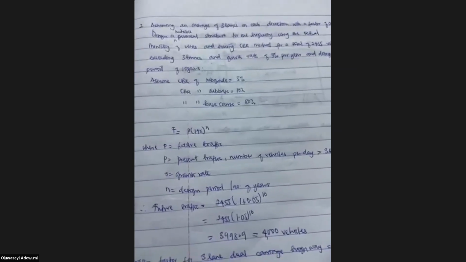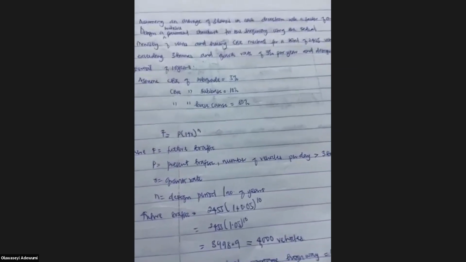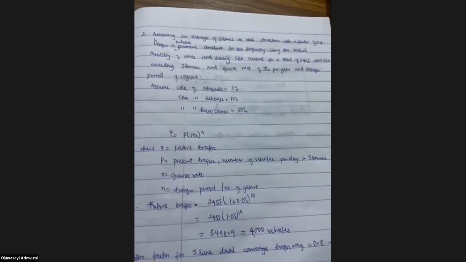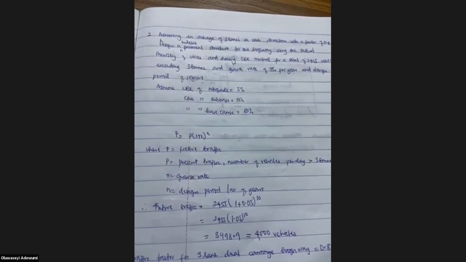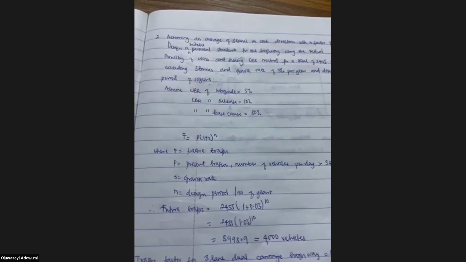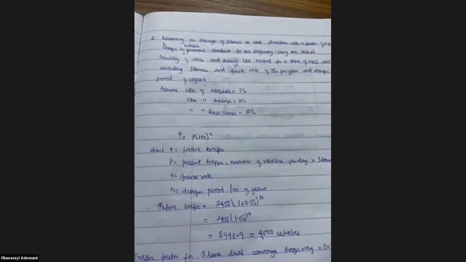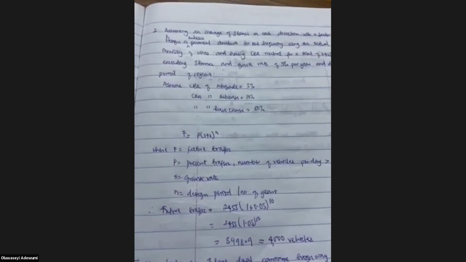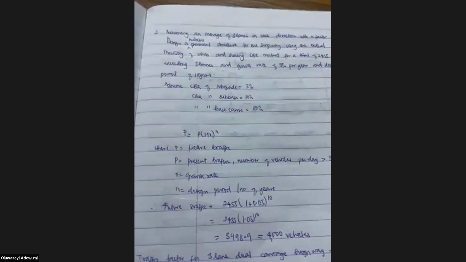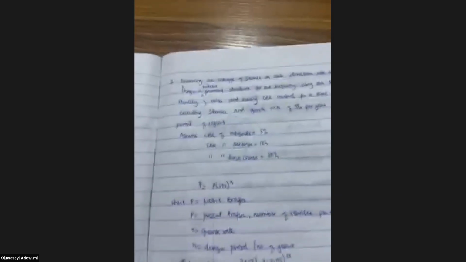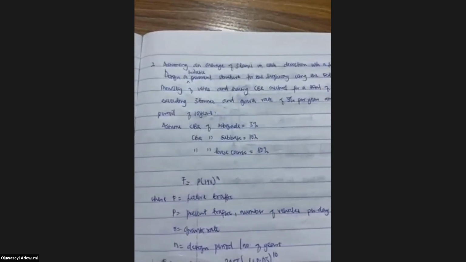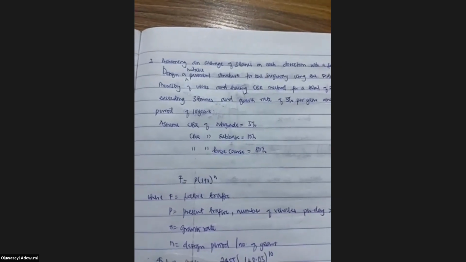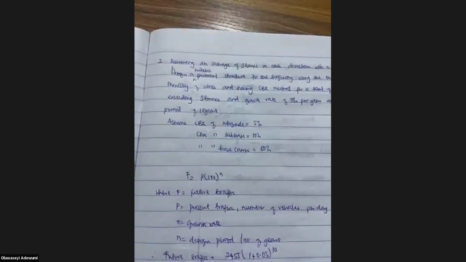P is equals to what? Present traffic or number of vehicles per day greater than 3 tons. R is equals to growth rates. N is equals to what? Design period or number of years. Let me know when you guys are done, please. Yeah, I'm done. Are you guys done?